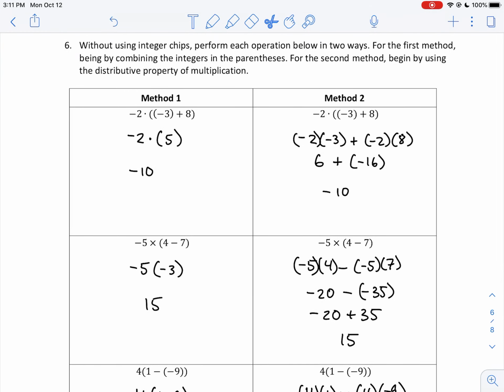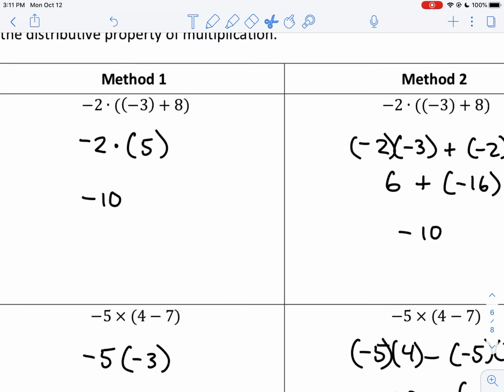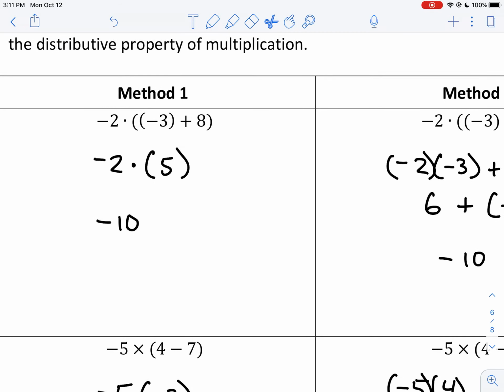Number 6, we're going to just illustrate that the distributive property holds. So here, method 1 is to do what's in the parentheses first. So negative 3 plus 8 is going to be positive 5, and then just do negative 2 times 5. So remove 2 copies of 5, that's going to lead to negative 10.